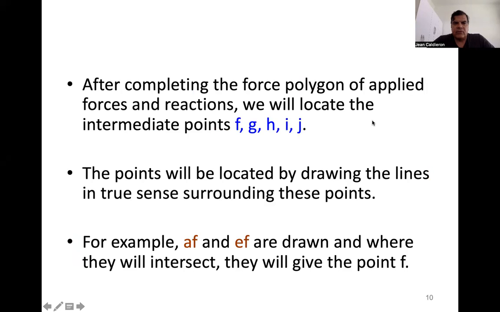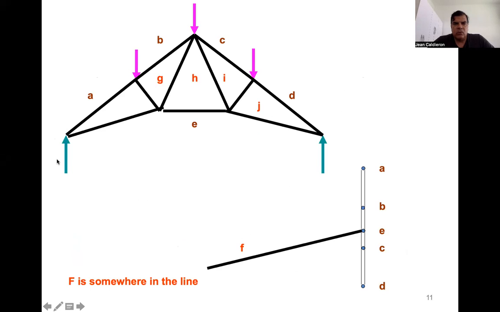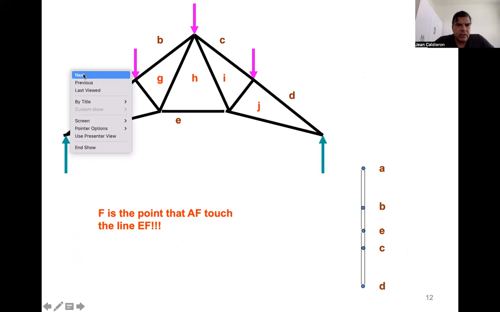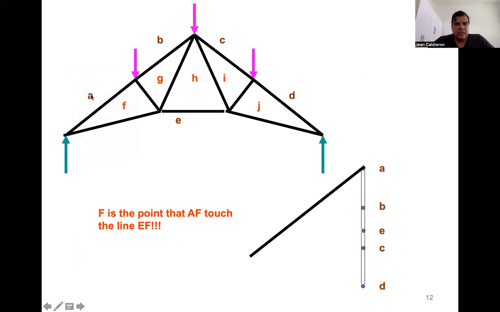Is to complete the rest of the polygon forces starting by the first corner. For example, I will start at the point where it's A. I will start, always starting in this corner, with AF and AD. This F is the one that is here in the middle. Well, what I will do is that I will take this line.